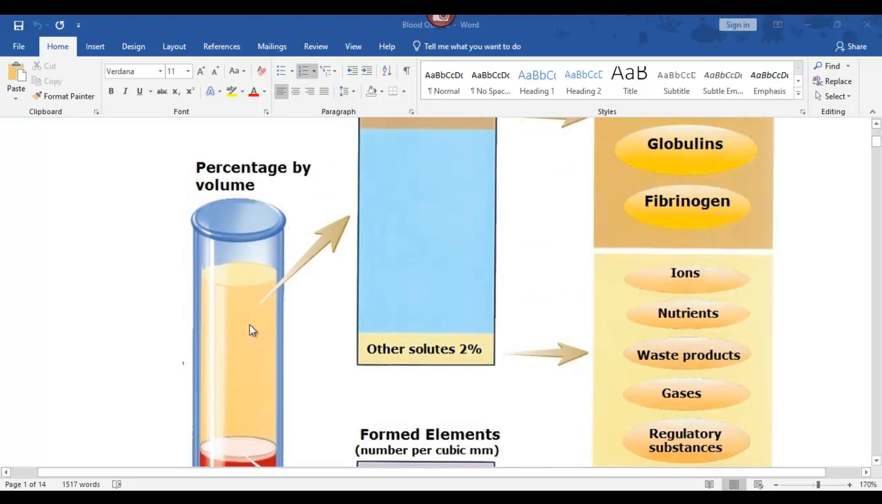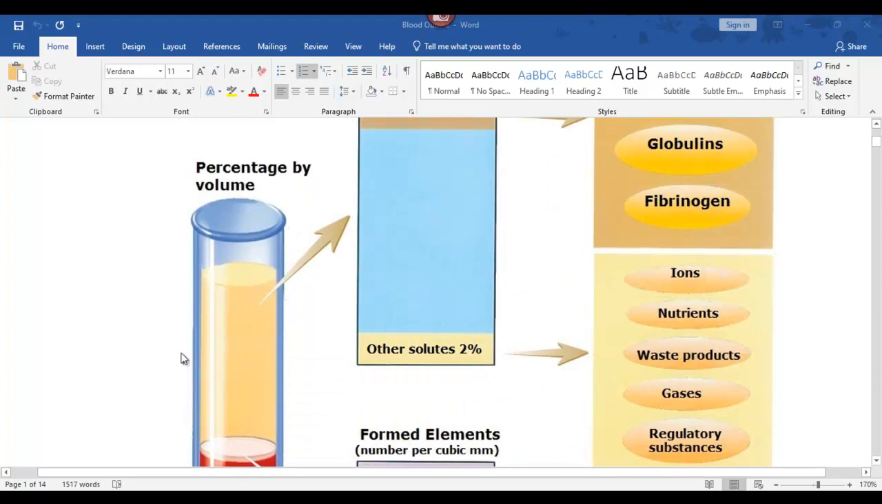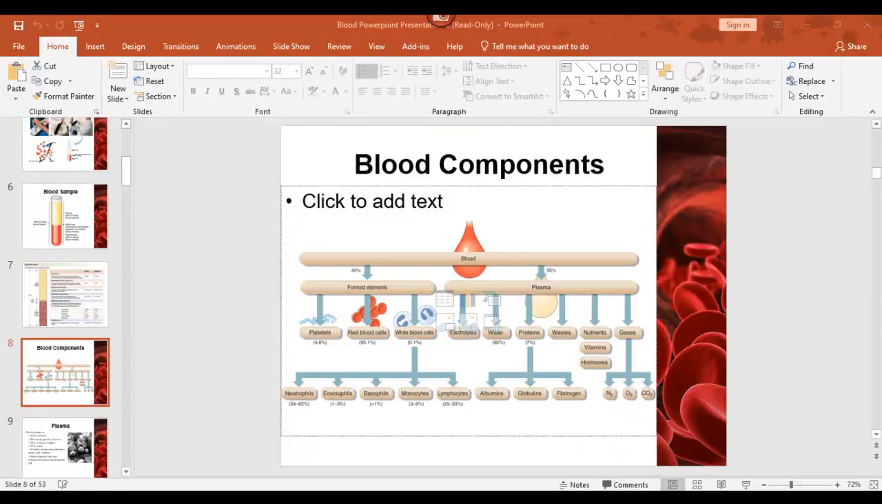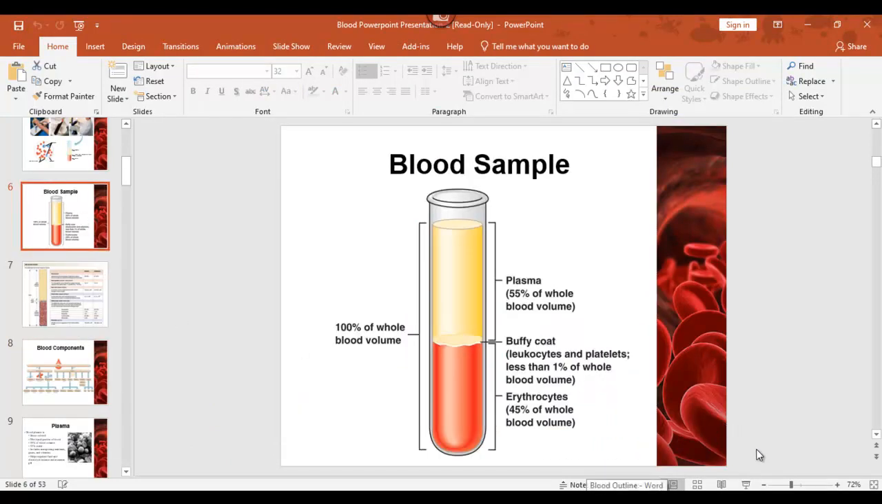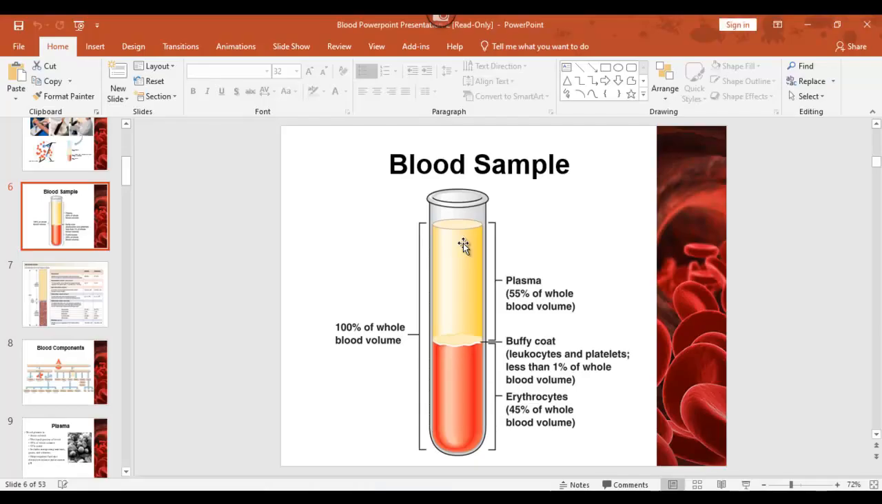But let's talk about plasma first. So first thing you want to be familiar with is what's a normal volume for plasma in a blood sample? And here it is. Plasma is about 55% of the whole blood volume. And then you see this 100% here, and then down here this represents what are called the formed elements, and it says here less than 1%, but pretty much the formed elements are 45%. So that's the first thing you want to note.